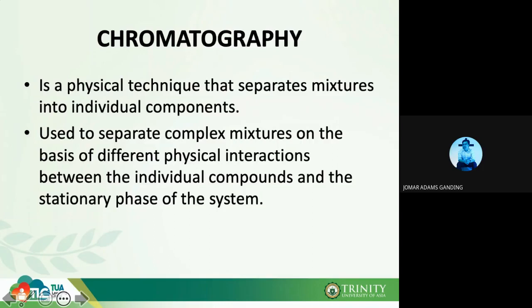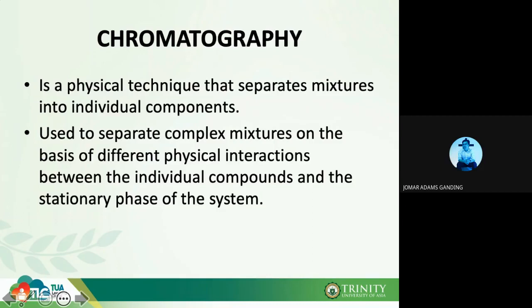But not only that, okay? Not only do you separate the mixture according to its components, but using chromatography, you are also able to identify what specific compound that is, which will be discussed in a matter of 3 slides from now. And aside from that, not only are you able to separate them, not only are you able to identify them, but eventually you are also able to measure them, okay? So that is what chromatography is all about.